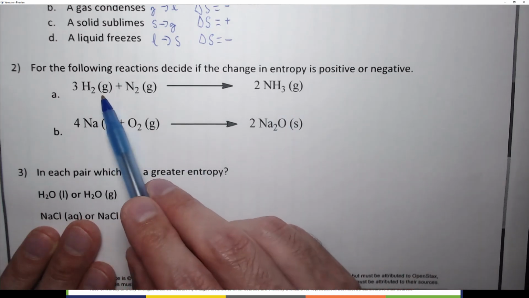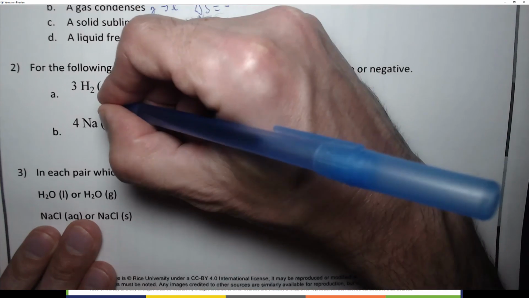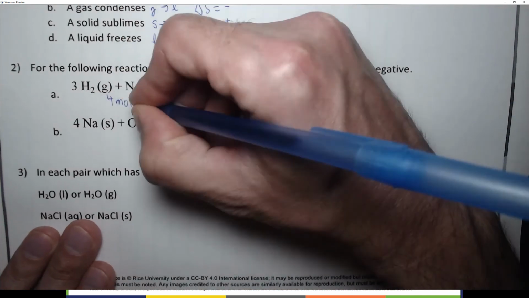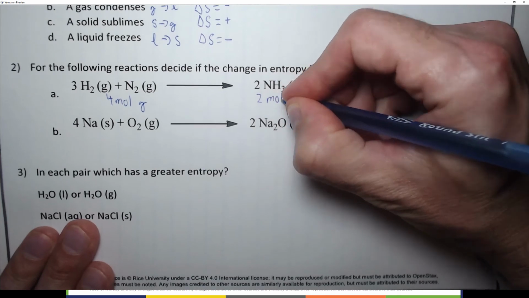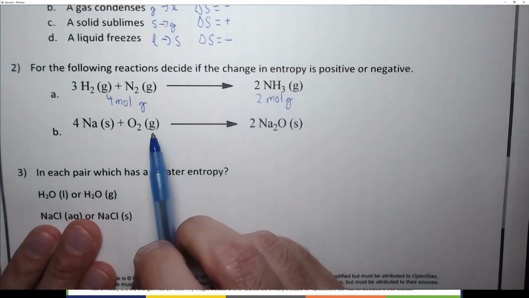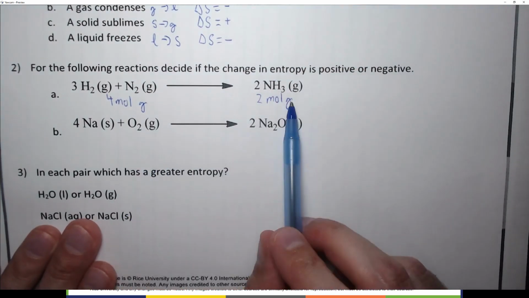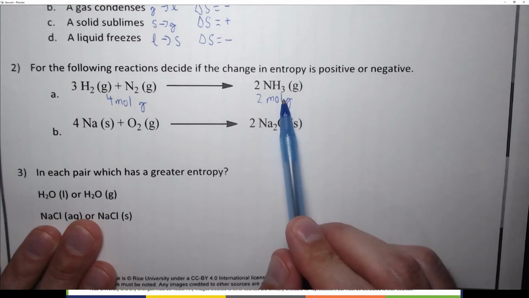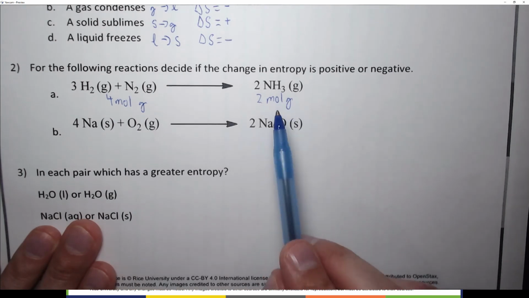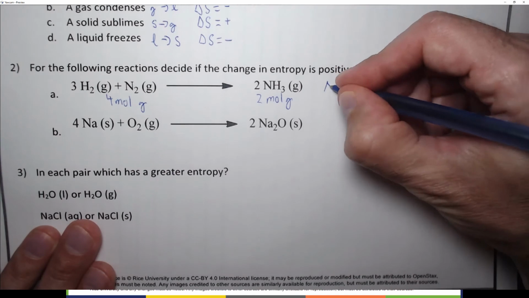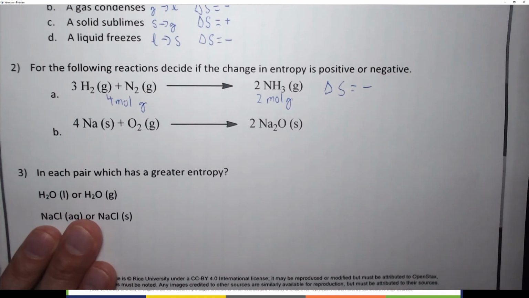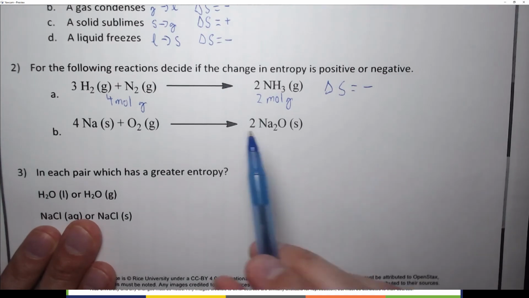So here we have 3 plus 1, or a total of 4 moles of gas. On this side, we have 2 moles of gas. So we have lost 2 moles of gas. We went from 4 moles down to 2 moles. 2 moles of gas will have less entropy than 4 moles of gas. So overall, delta S is negative because we lost moles of gas.